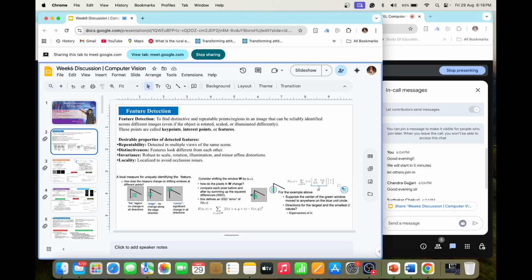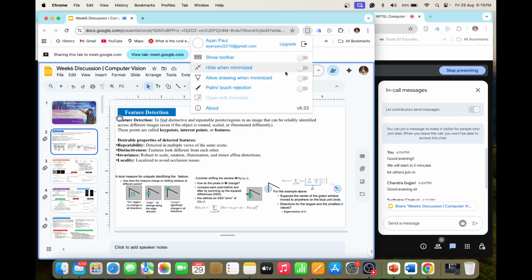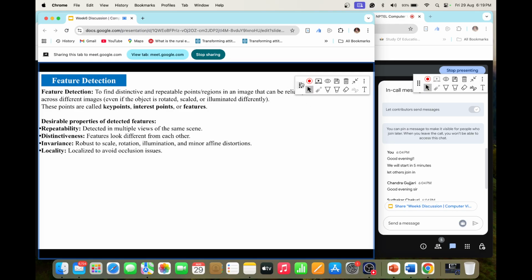This week we will discuss feature detection. So what is feature detection? Feature detection is to find distinctive and repeatable points or regions in an image that can be reliably identified across different images, even if the object is rotated, scaled, or illuminated differently.